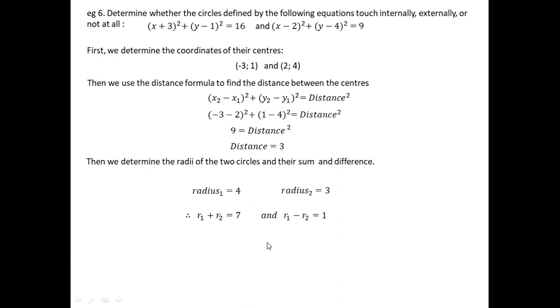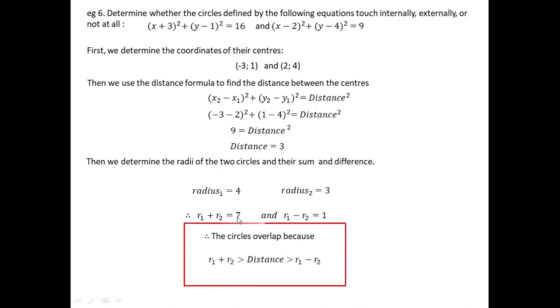So what can we conclude about these two circles? Do they touch internally, externally? Do they overlap, or do they not touch at all? Well, this distance is bigger than the difference, but it is less than the sum of the radii. So that means the circles overlap, because this distance is bigger than the difference between the radii, but it is less than the sum of the radii. So those circles overlap.